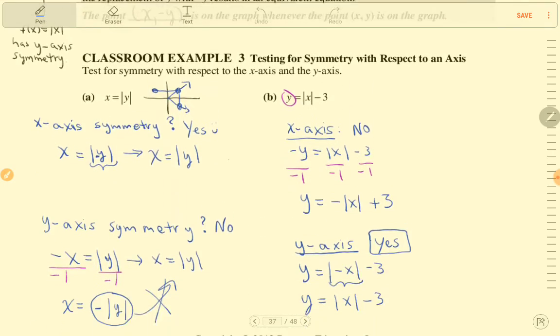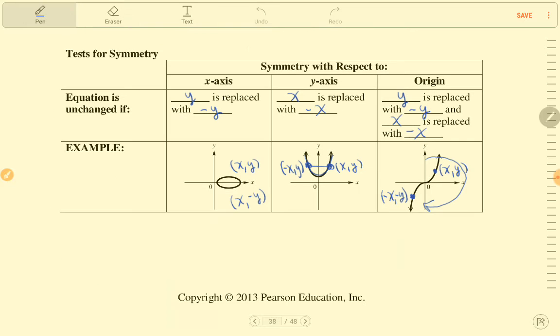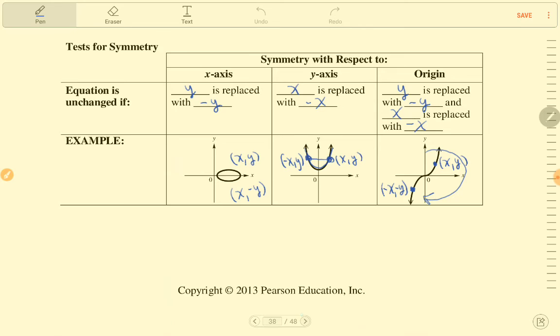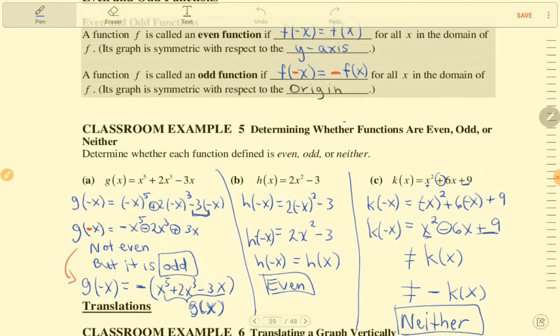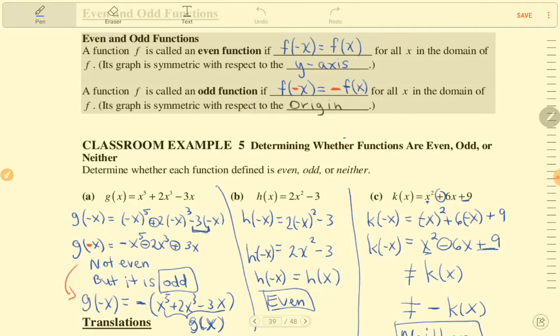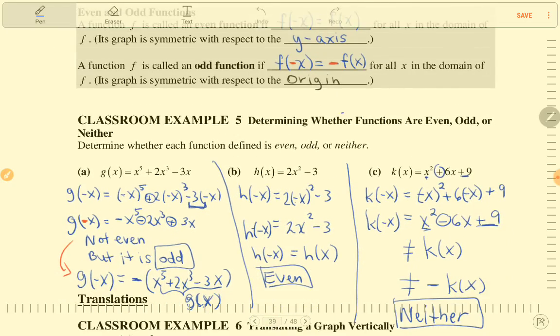And then after talking about symmetry, the next logical thing to discuss was whether functions are even, odd, or neither. So we did, again, looking at the types of symmetry that indicate you have an even function or an odd function.